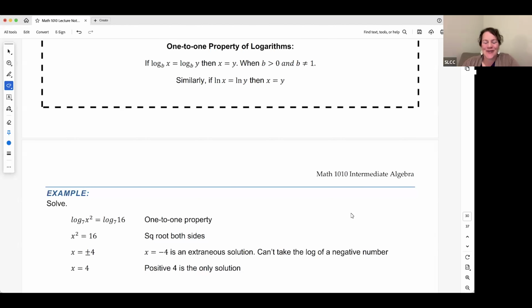Hello, today we're going over section 7.7, solving logarithmic equations. In this video, we'll talk about the one-to-one property and do problem number 3.